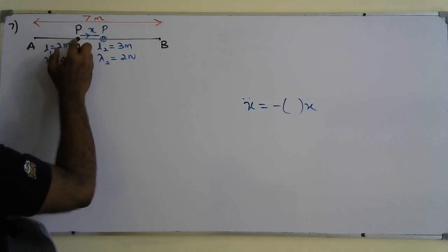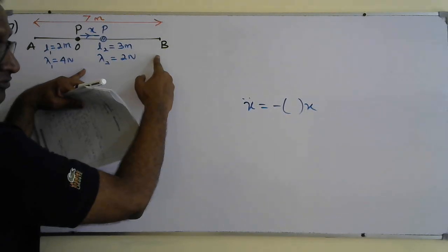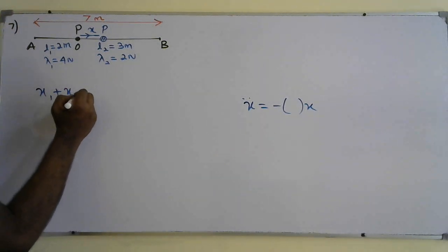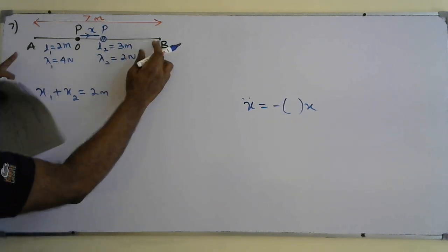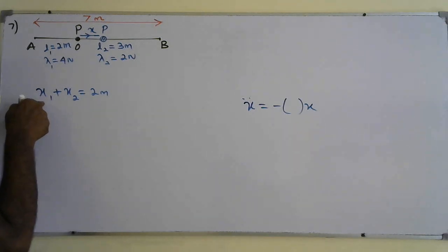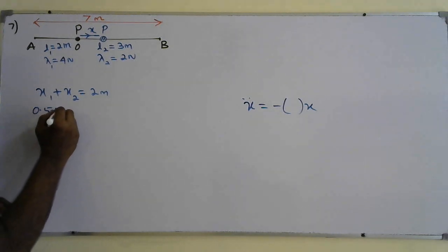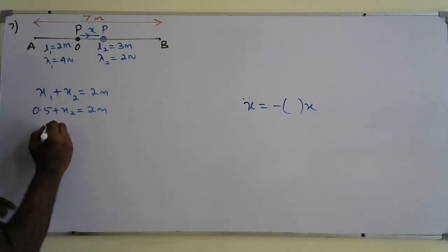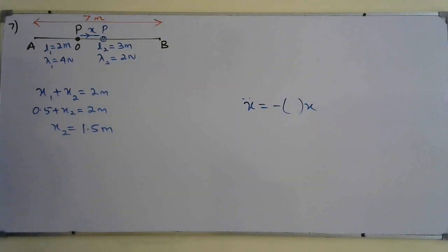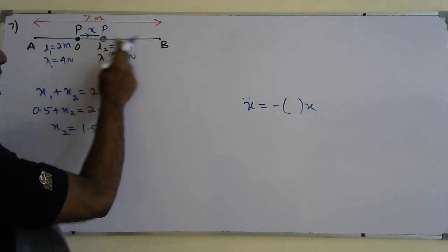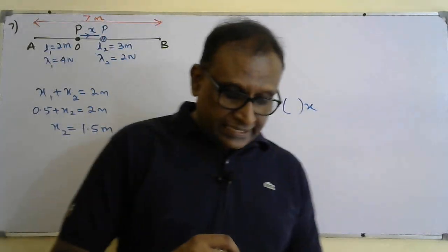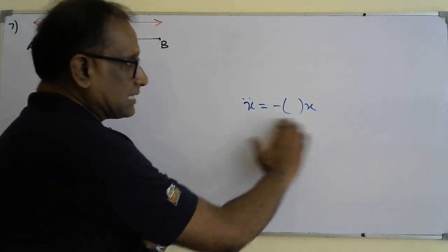When the particle was at P, the extension was x2, and we found it already. I got the equation in the previous part, x1 plus x2 equal 2 meters, because 7 minus 5 is 2. We found x1 is 0.5, so 0.5 plus x2 equals 2 meters. So the extension of the right side is 1.5 meters or 3 by 2 meters. So this extension will decrease by x, this extension will increase by x. By using it, we have to get the expression in this format.